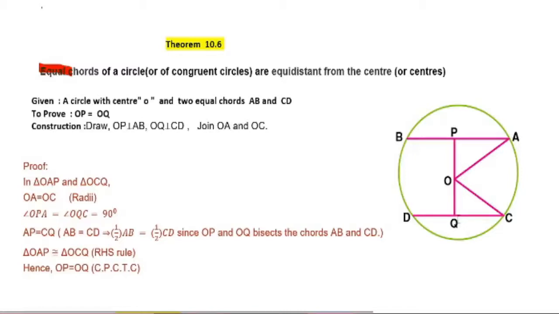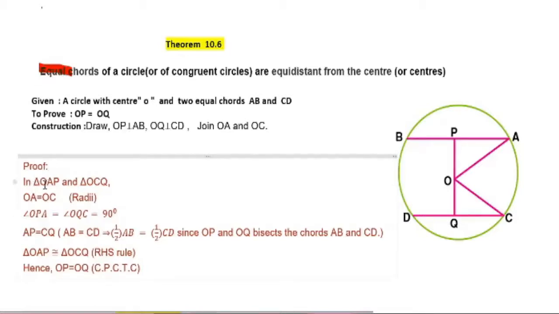For proving, we have to construct here, first you have to construct OP. So OP is perpendicular to AB and OQ is perpendicular to CD. Then you have to join OA and OC. I have already drawn, so you have to join this. OP is perpendicular to AB and OQ is perpendicular to CD, and join OA and OC. So that we will get two triangles, triangle OAP and triangle OCQ.